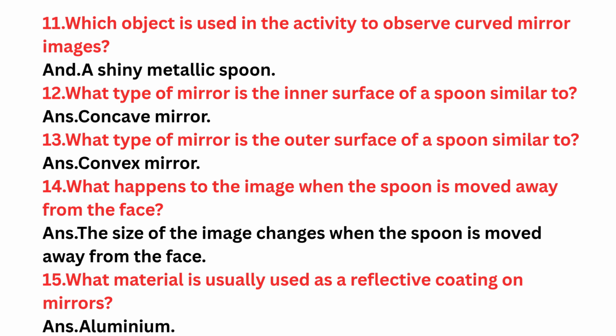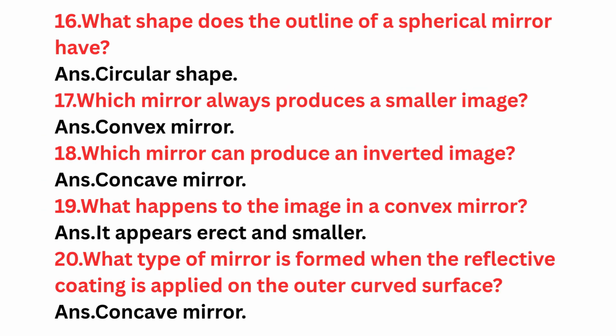Question number 15. What material is usually used as a reflecting coating on mirrors? Answer. Aluminium. Question number 16. What shape does the outline of a spherical mirror have? Answer. Circular shape. Question number 17. Which mirror always produces a smaller image? Answer. Convex mirror. Question number 18. Which mirror can produce an inverted image? Answer. Concave mirror.